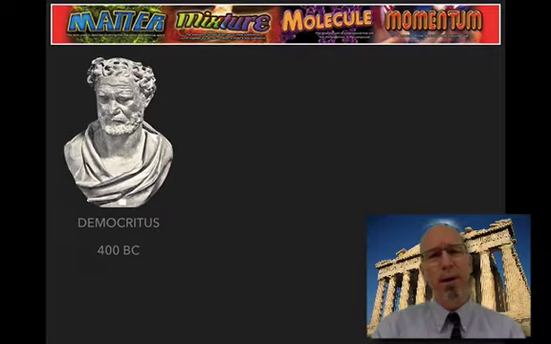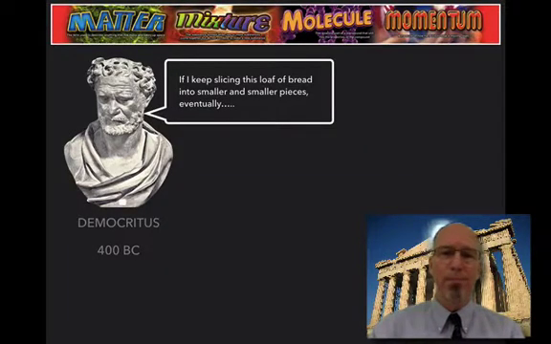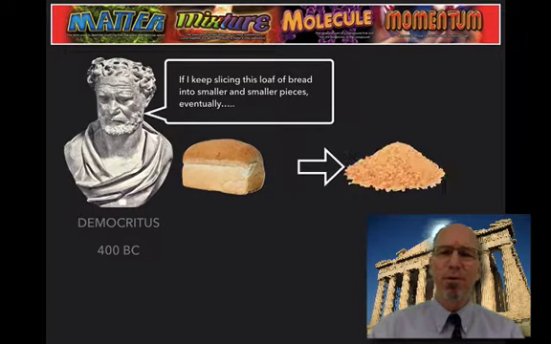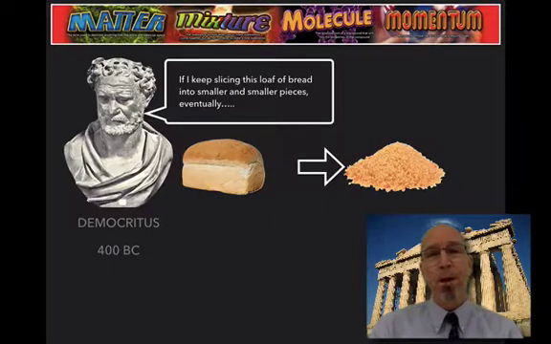Let's start talking about this dead Greek guy, Democritus. Greek fella lived in around 400 BC, so a long time ago. And his idea was that if you took a loaf of bread and you kept slicing it into smaller and smaller pieces, what would you eventually get to? Well, eventually you'd get to a bunch of breadcrumbs, right? Well, yeah, I suppose you would. But eventually you'd get to something that was just the very essence of what we term as an atom.